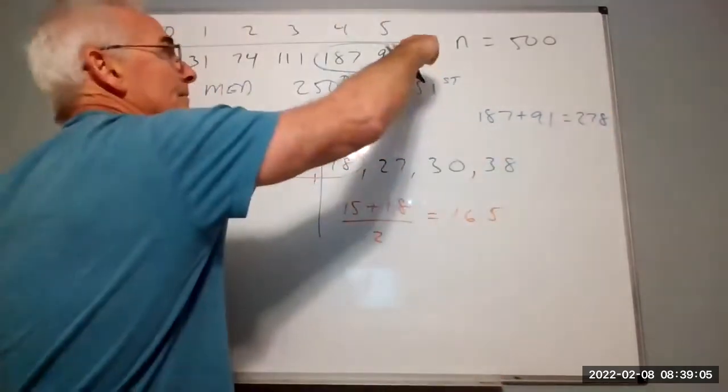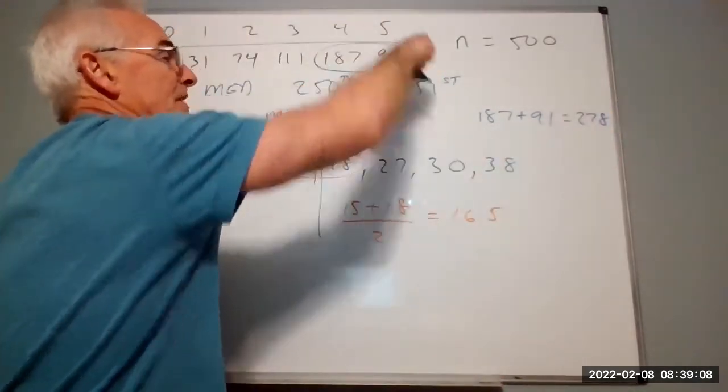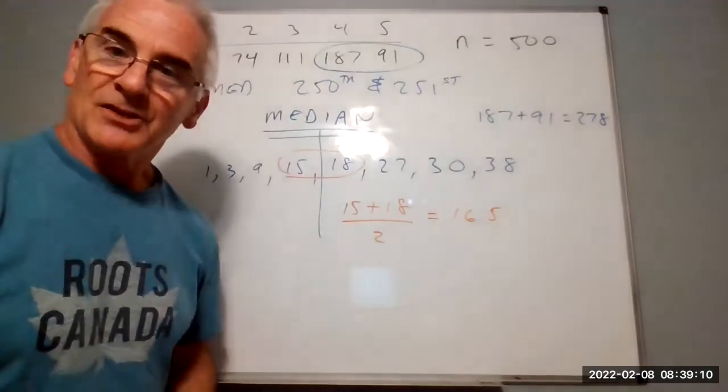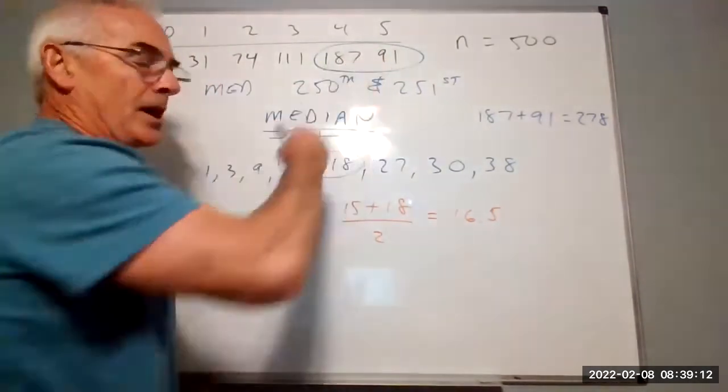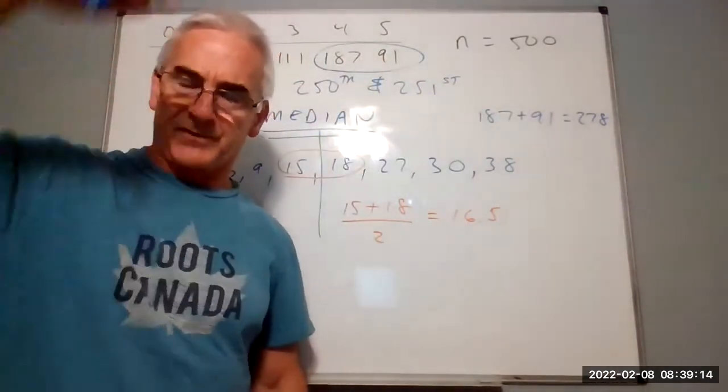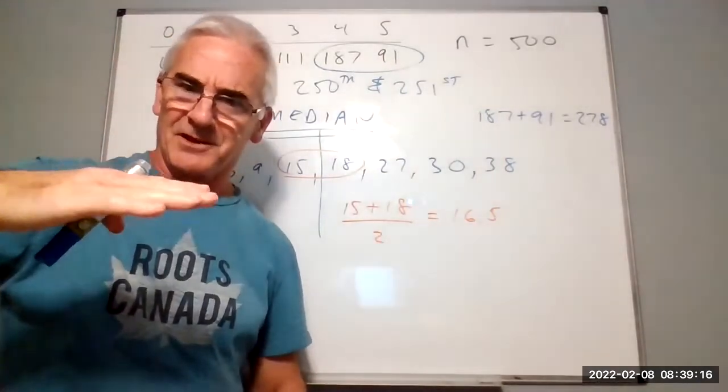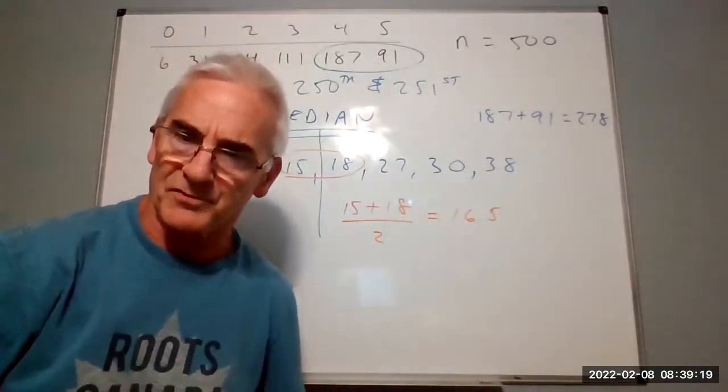278. There are 278 scores here. So think of it this way. Highest score is a 5. The second highest score is a 5. The third highest score is a 5. The first 91 scores are 5s. Then the next 187 scores are 4s.